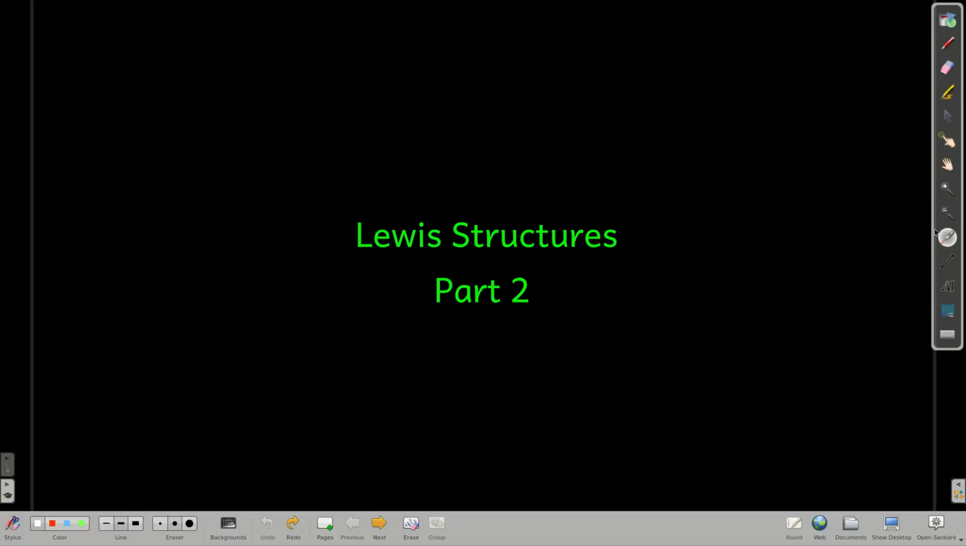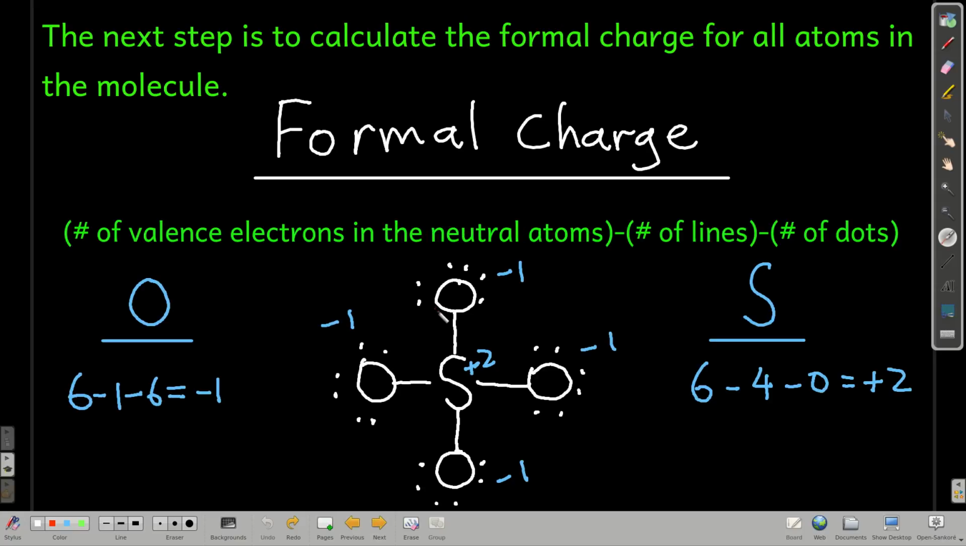In this module, we'll continue with drawing Lewis structures, Lewis structures part 2. So after you've gotten that far, like in the first video, the next step, and always do this, make sure you always do this from now on whenever you draw a Lewis structure: calculate what's called the formal charge. This is the formula right here.